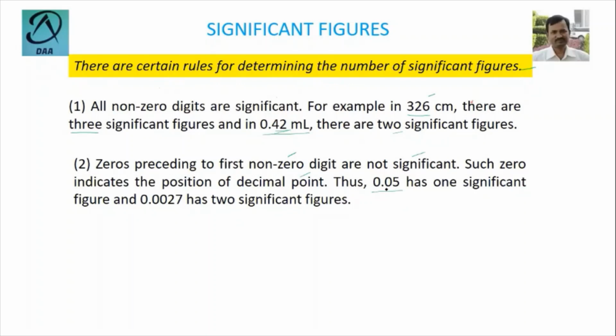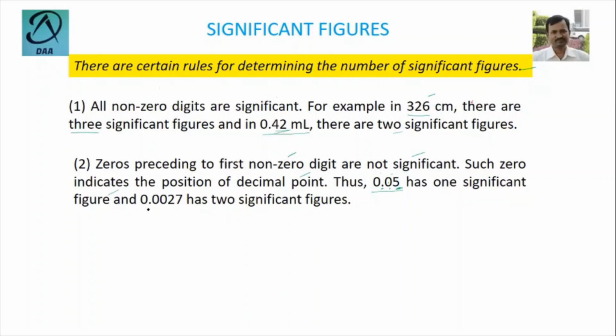So this zero, preceding the non-zero digit 5, also will not be accountable, because this zero is only to indicate the position of the decimal point. So this zero and this zero will not be accountable for counting the significant figures. So what will we have? It has only one significant figure.